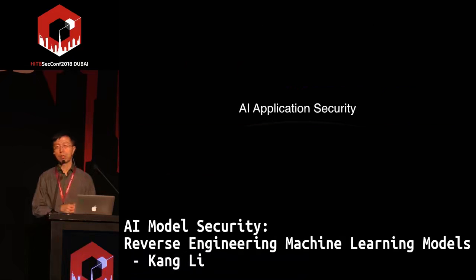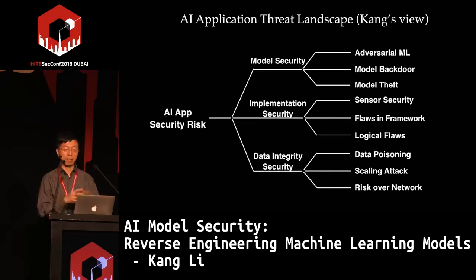Before I go into talking about AI model security, I want to spend a little time talking about AI application security in general. When I say AI application security, I'm talking about if you have an AI application, what kind of security threats you have. The reason I'm doing this, putting a sort of taxonomy there, is that when we talk about AI security, people often mention lots of different things.